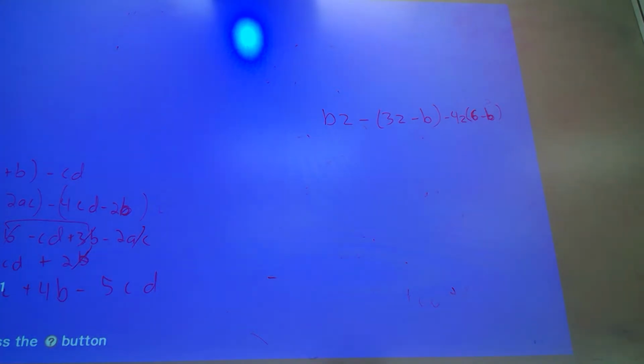Okay, now minus, what's 4Z times 6? 4 times 6 is 24Z. Plus, it's 4 times B is 4B. Okay, so BZ minus 3Z, distribute that negative, this becomes a plus. Minus 4Z times 6 is going to be minus 24Z. 4 times 6 is 24.